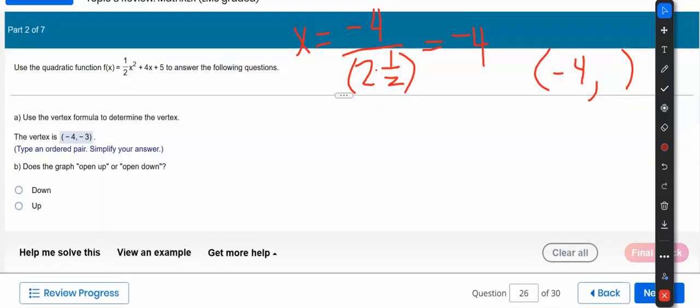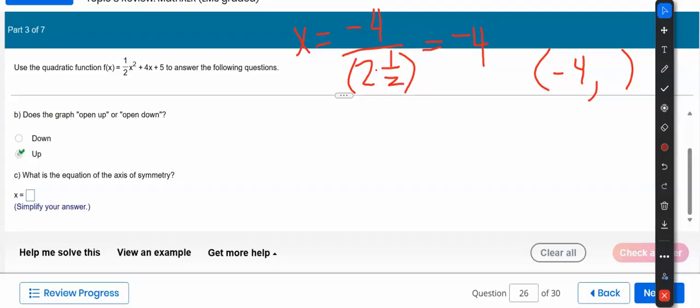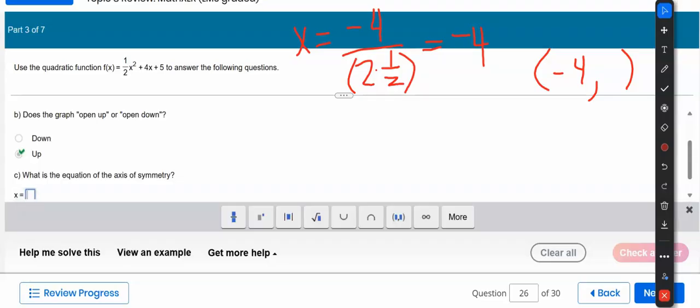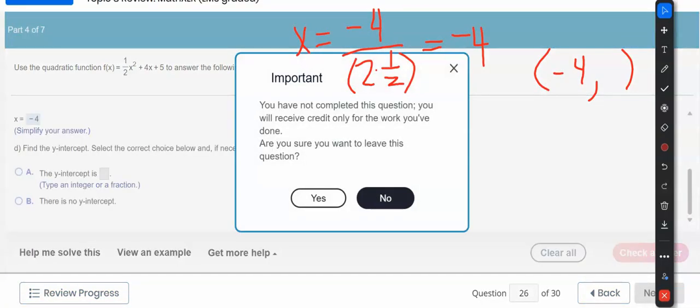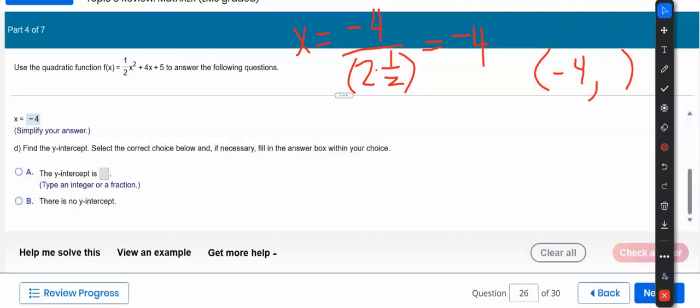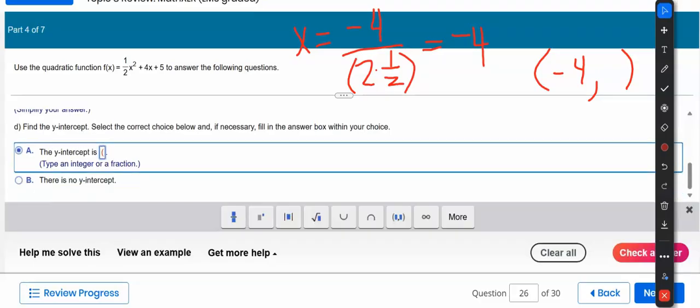Does the graph open up or open down? Up. Opens up. That's true. What's the equation of the axis of symmetry, the line that cuts it in half? X equals -4. That's true. How do I find the y-intercept? What do I plug in for x? 0. So what do I get when I plug in 0 for x? 5. Yep.